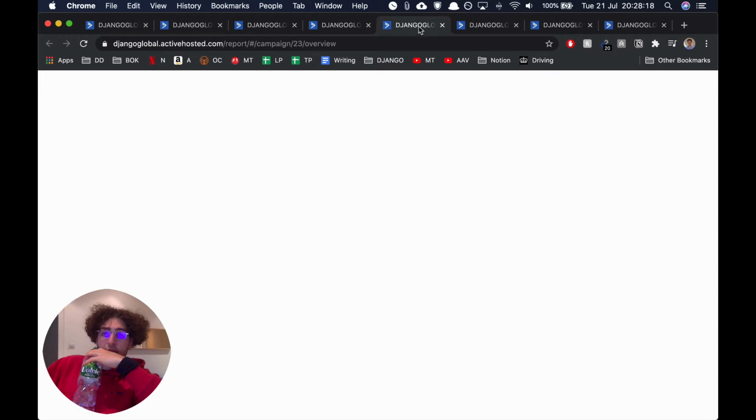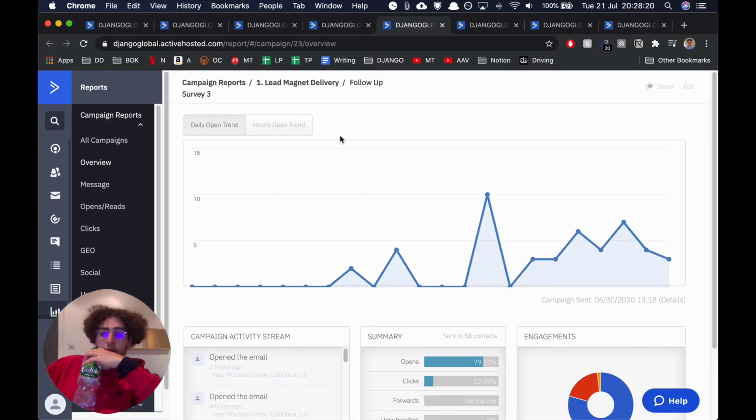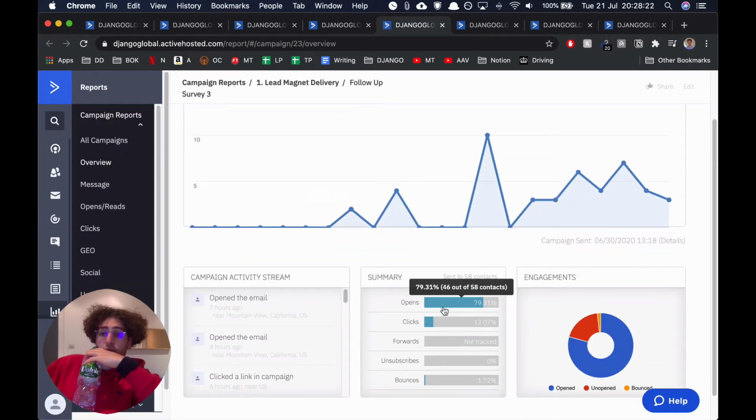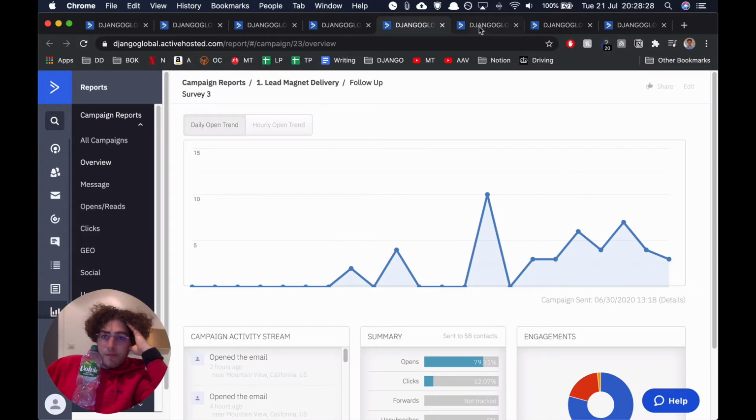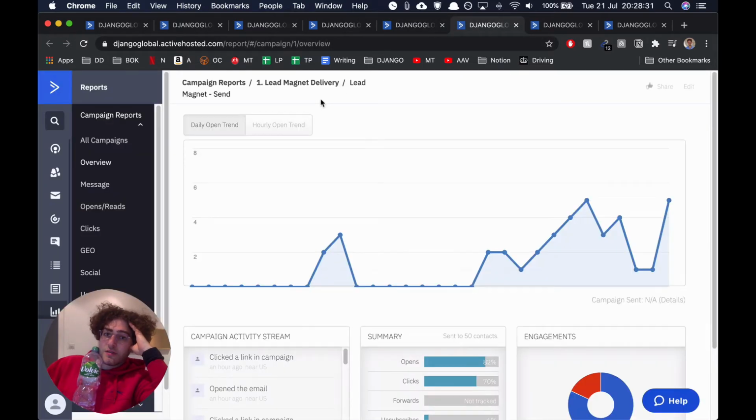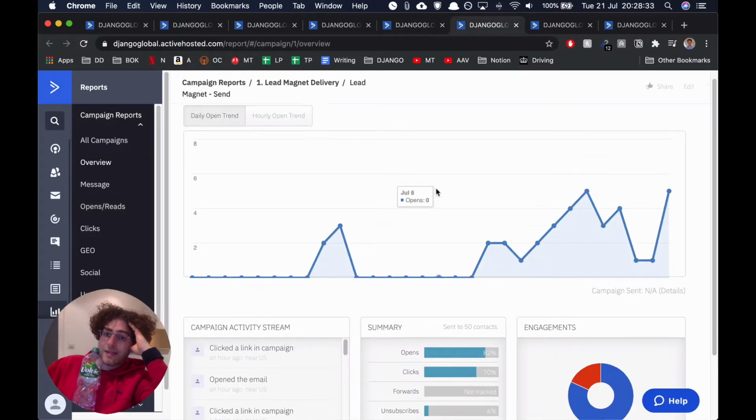Then they have a second follow-up. Again, a relatively high open rate but poor click-through rate, which isn't very surprising. And then we can actually see the email where they get sent the lead magnet.